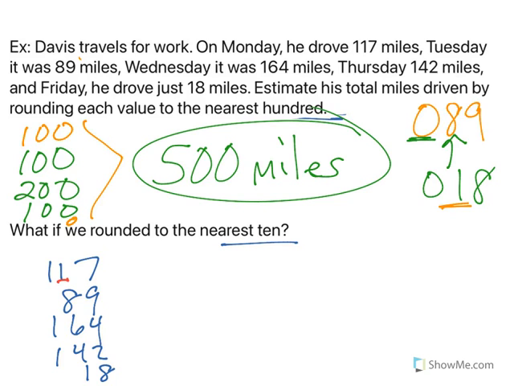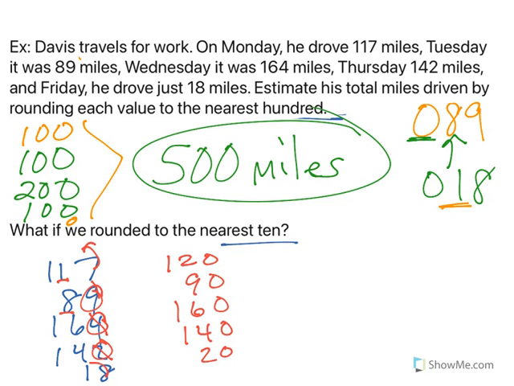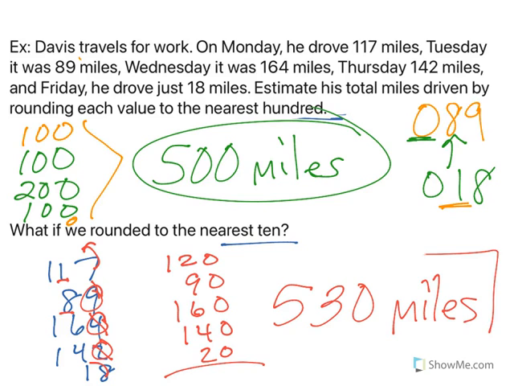Okay, so nearest 10. 7 tells me to round up, so that's 120. Look at the 8. 9 tells me to round up, that's 90. 4 tells me to stay the same, that's 160. 2 tells me to stay the same, that's 140. 8 tells me to round up, that's 20. So now when I add these together, I get 530 miles.